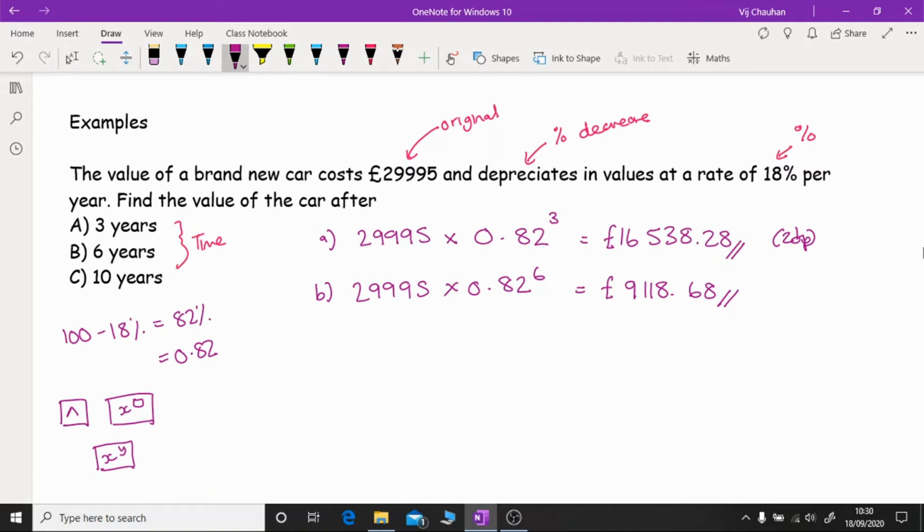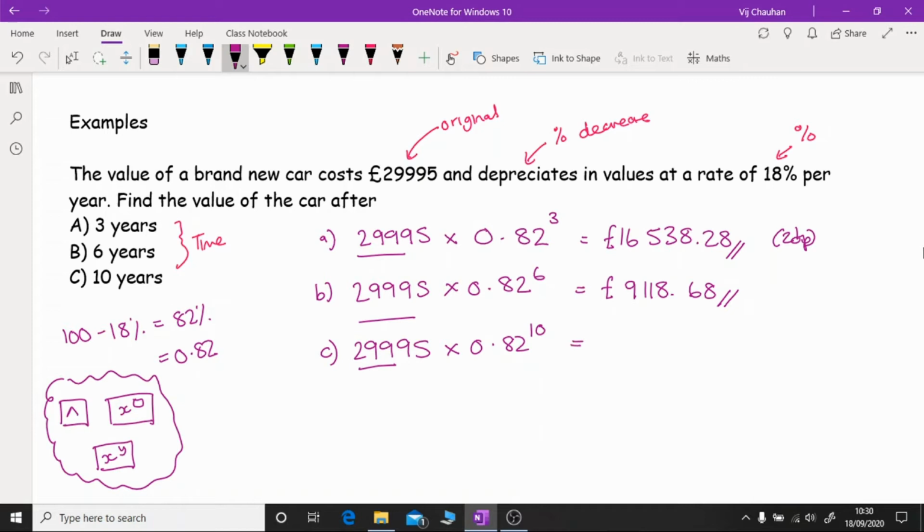Something along those lines will allow you to type that in, and all you do is, as soon as you've pressed the 2, press one of these 3 buttons and it will allow you to get your powers up. So for the last one, for C, we're going to do 29995. You can see how the original amount never changes, times 0.82, nor does the decimal multiplier, and this time we're going to do 10. So this brand new car that was priced at just under £30,000 after 10 years is only going to be worth just over £4,000.